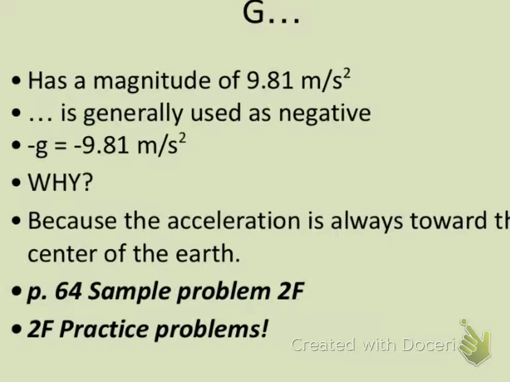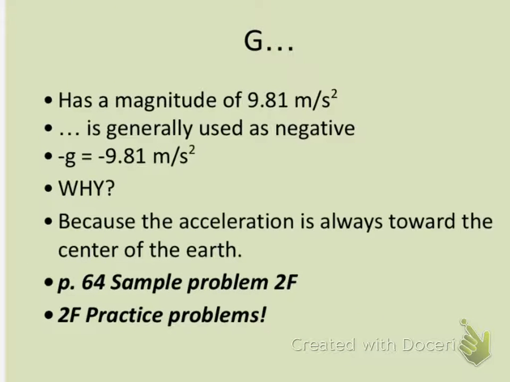Okay. g. Be careful with this one. The magnitude is 9.81 meters per second squared. That's the magnitude of acceleration due to gravity. You generally see it as negative 9.81 meters per second squared. You're generally using negative g. Why? Because acceleration due to gravity is towards the center of the Earth.